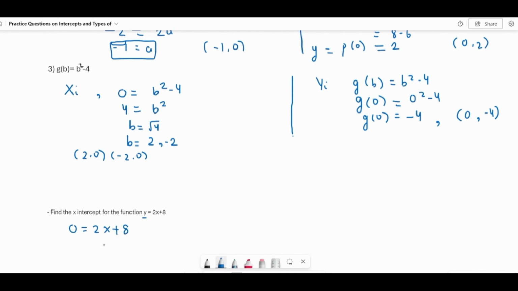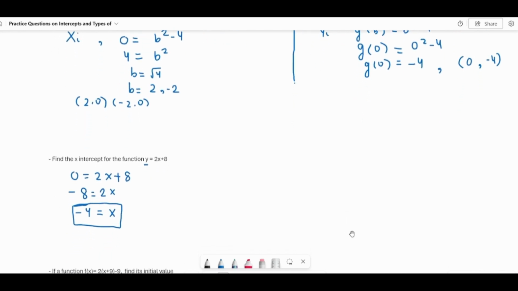Subtracting 8 from both the sides, so we will get negative 8 is equal to 2x. And now dividing both the sides by 2. So negative 8 divided by 2 is negative 4. And 2 divided by 2 is 1. So basically we are getting x is equal to negative 4. So this is our x-intercept here. Now let's see the next question.